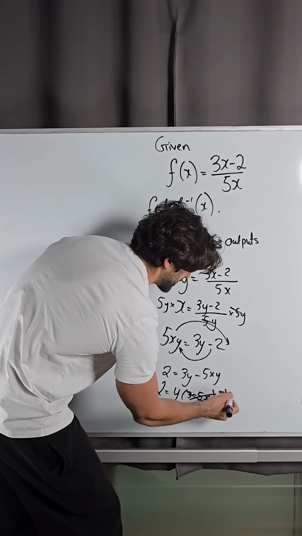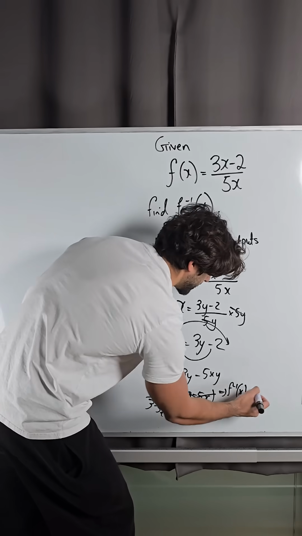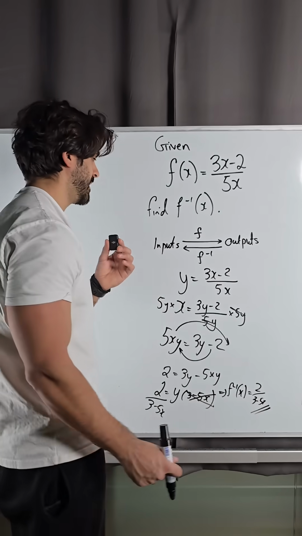So that means f minus 1 is 2 over 3 minus 5x. And that is your solution.